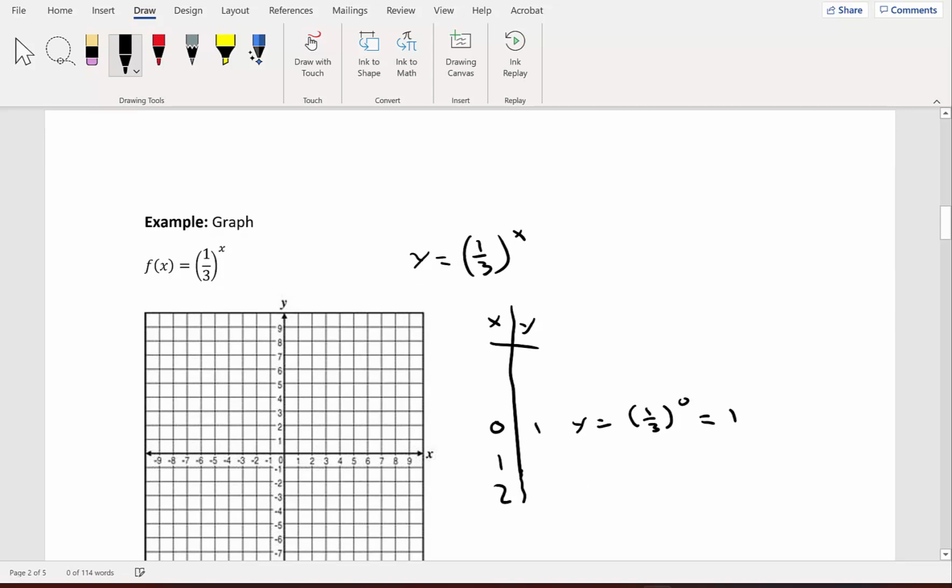Now let's plug in 1 and 2 as well. So I get y is equal to 1/3 raised to the 1st power, which gives me 1/3. If I plug in 2, I get 1/3 raised to the 2nd power, which gives me 1/9.